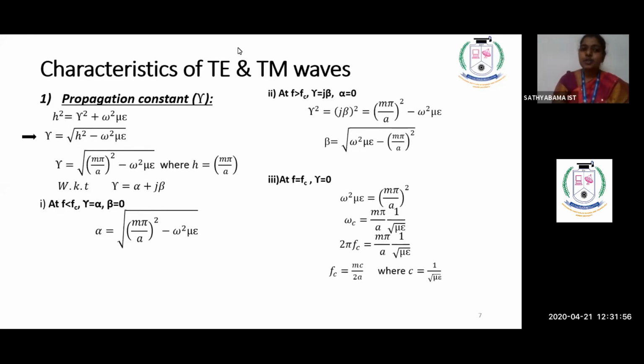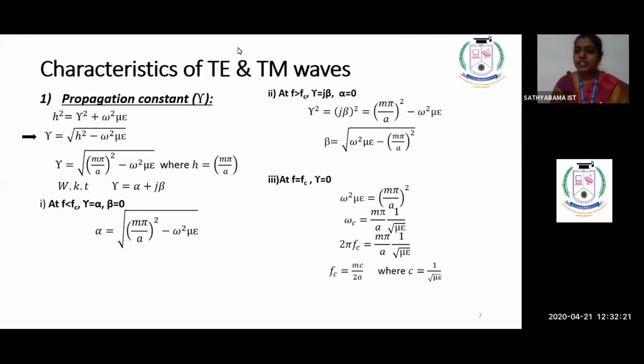That m pi by a I will substitute in the formula. When I substitute, you get gamma to be root of (m pi by a) the whole square minus omega square mu epsilon. So this is the base. Now from this equation, three cases arise. What are the three cases? When the frequency is lesser than the cutoff frequency, what happens? When the frequency is equal to the cutoff frequency, what happens? When the frequency is greater than the cutoff frequency, what happens?